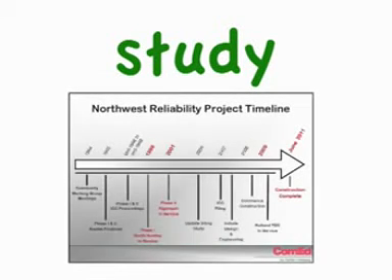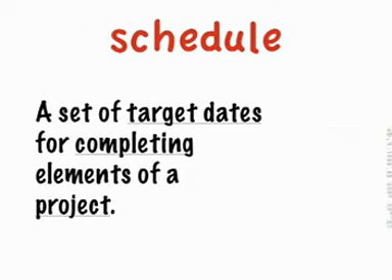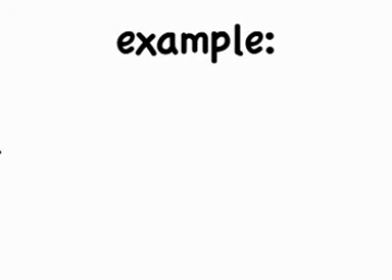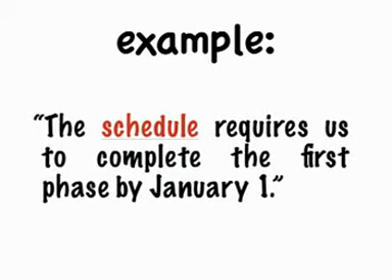Okay, now we'll go through each word in detail with some example sentences to show you how you can use the words. Schedule. A set of target dates for completing elements of a project. The schedule requires us to complete the first phase by January 1st.